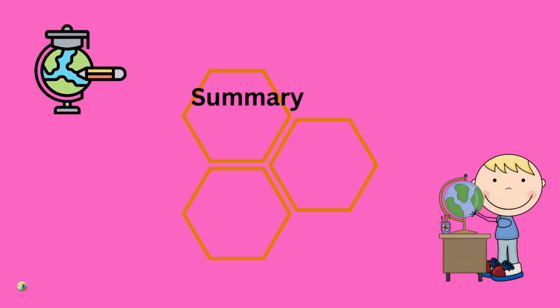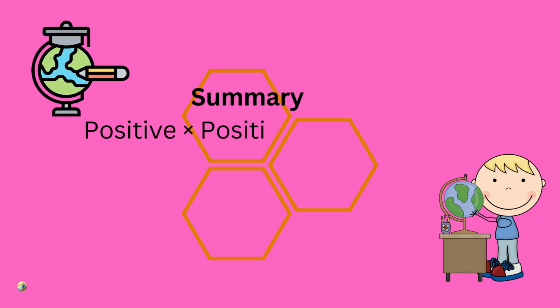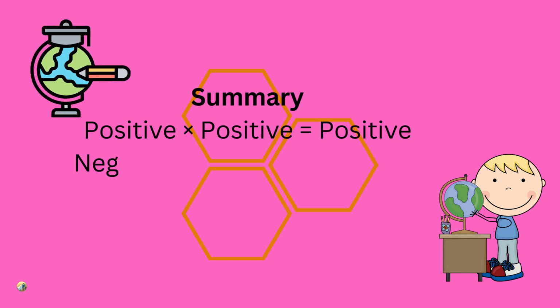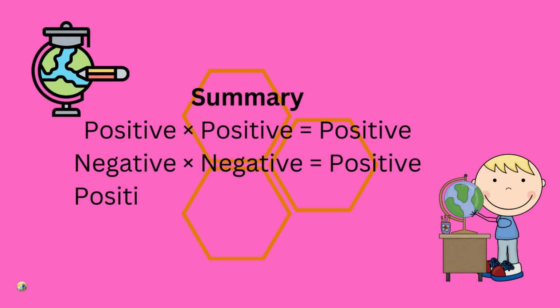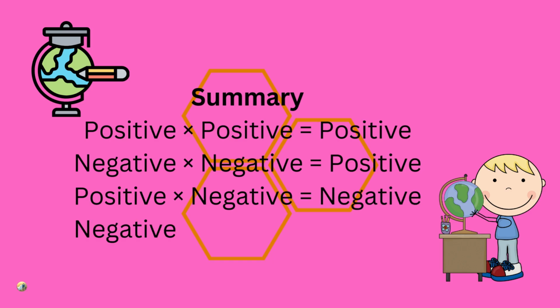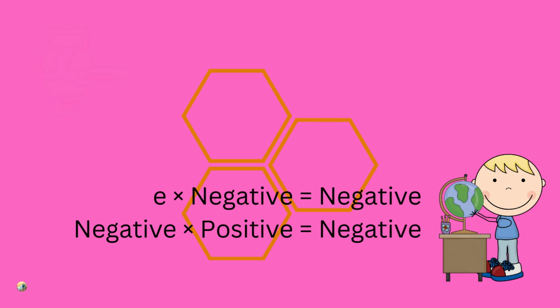Here is the summary of our findings. If we multiply positive with positive, we will get a positive number. If we multiply negative with negative, we will get a positive number. If we multiply positive with negative, we will get a negative number. In the same way, if we multiply negative with positive, we will get a negative number.